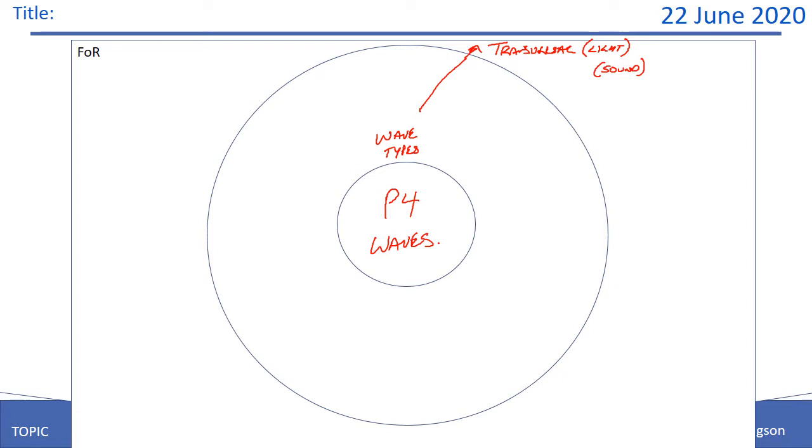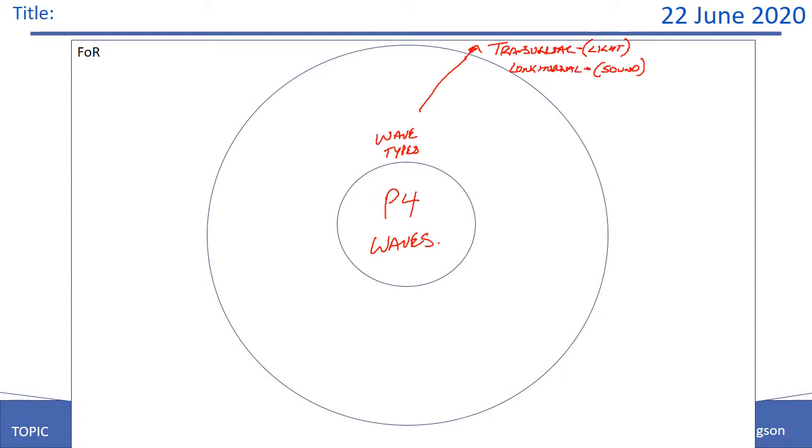So sound, does anyone remember what type of waves sound are? They are very different in the way they behave. Starts with an L. Anyone? Alright, this is why we do this. Longitudinal. Okay, so I'll write longitudinal in here. So we've already got off to a good start. Now, spelling is not my forte.